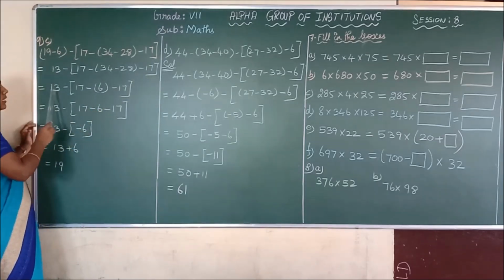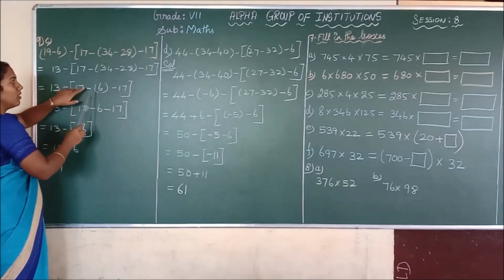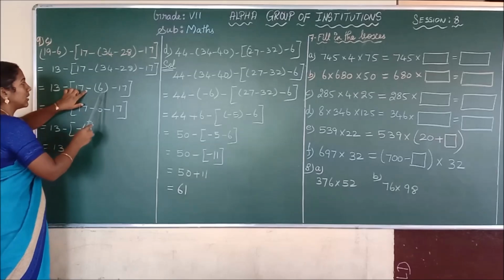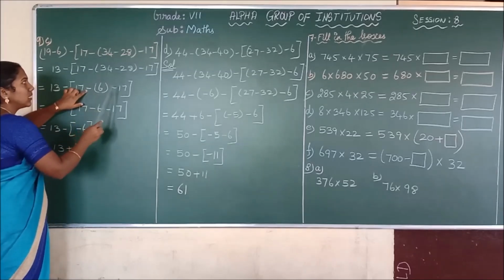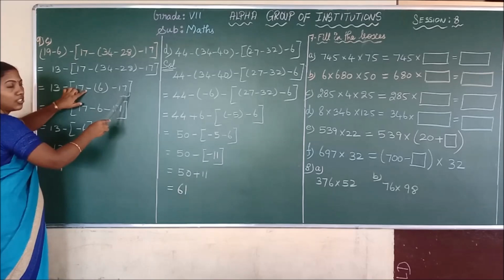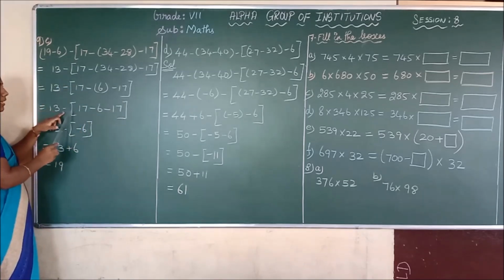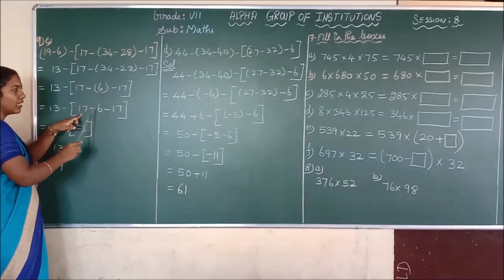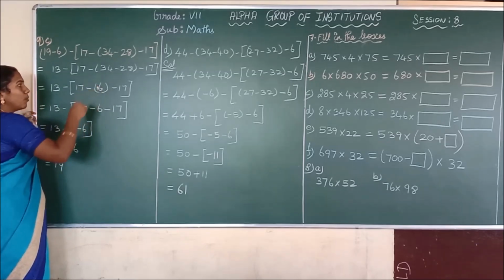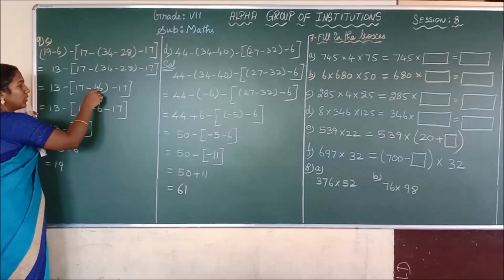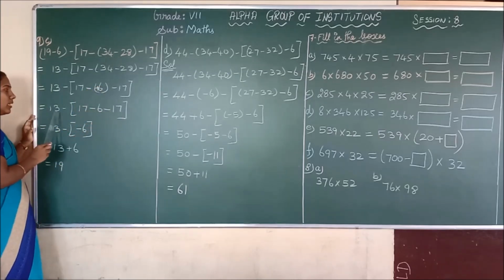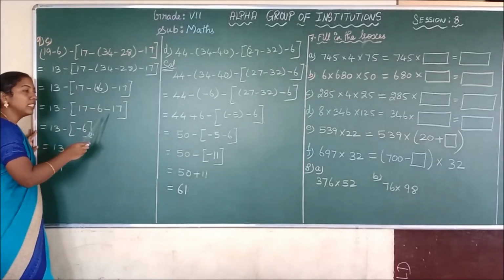See the next step, 13 minus 17 minus, first we have to evaluate these two integers. 34 minus 28. What is the answer? Yes, 6 minus 6 minus 17. See the next step, 13 minus 17. Now we have to remove the bracket. So minus, think that here we have plus symbol. Okay. Minus into plus, minus 6 minus 17. See here, 13 minus 17 minus 6 minus 17.